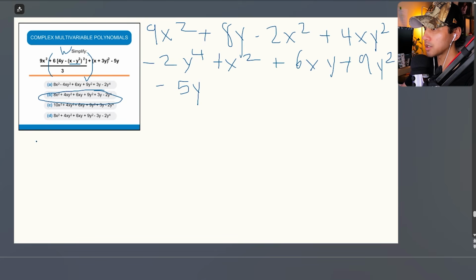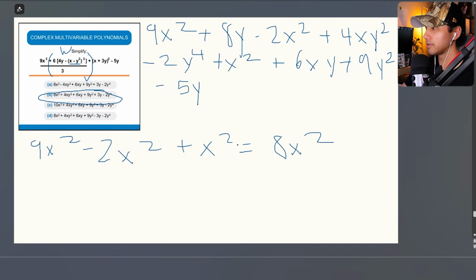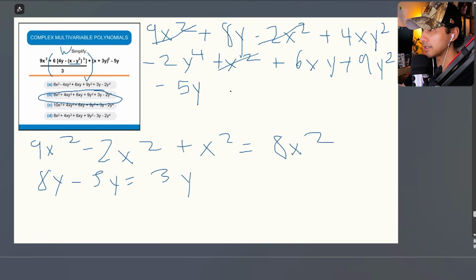So 9x squared, and then minus 2x squared plus x squared equals 8x squared. I'm going to cross these out. And then 4xy could just be left alone. But what else can we do? We could do 8y minus 5y equals 3y. And I think everything else can't be combined together. So we just rewrite everything down.